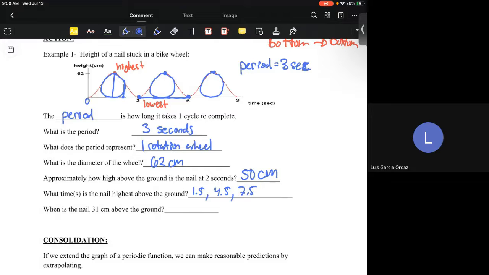So when is the nail 31 centimeters above the ground? Okay, so that happens at the middle. So this would be 31. So it happens around, let's say, 1 second, 2.5, 4 seconds, 5.5, 7 seconds, and 8.5 seconds. Okay, again, I'm just approximating. We're just looking at a specific diagram right now.